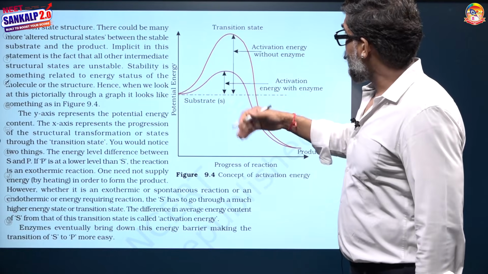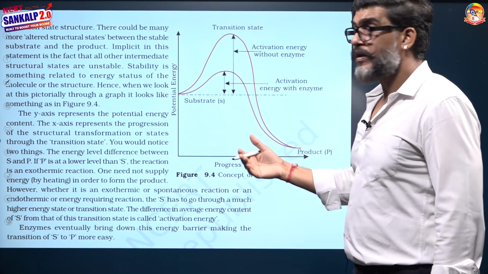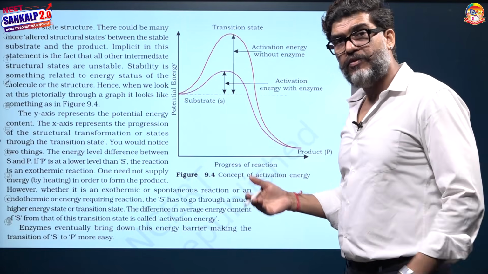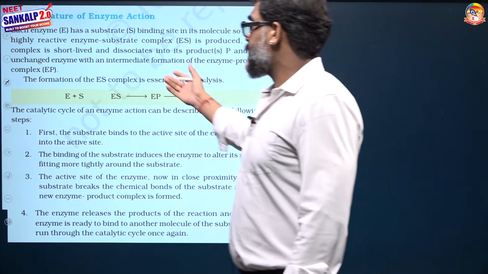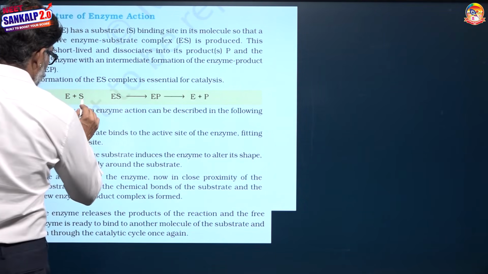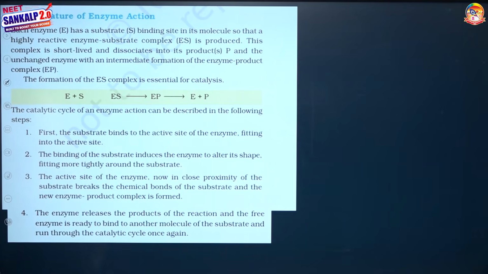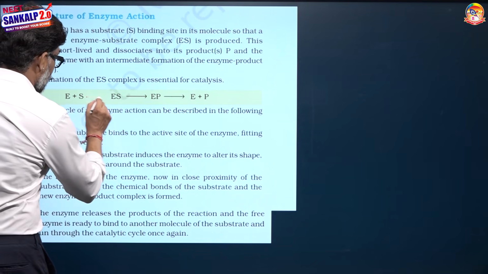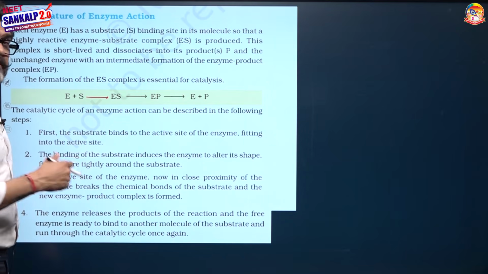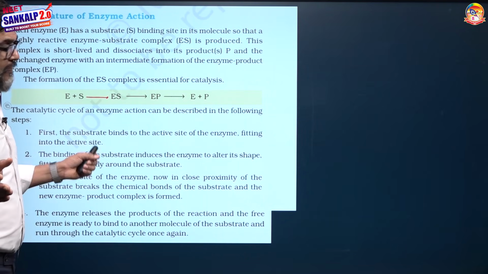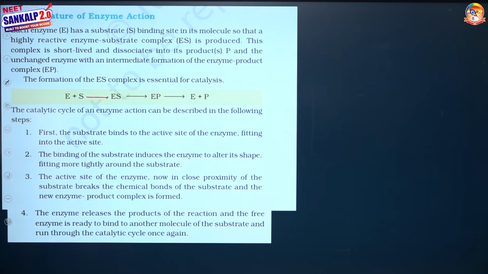When a substrate is converted into product, one or more transition states or unstable states can appear. Here is the presentation: the enzyme comes in contact with the substrate, and the enzyme-substrate complex forms. This enzyme-substrate complex then turns into a temporary enzyme-product complex, and that complex then separates. Enzyme and product become separate from each other. The catalytic cycle is shown here.